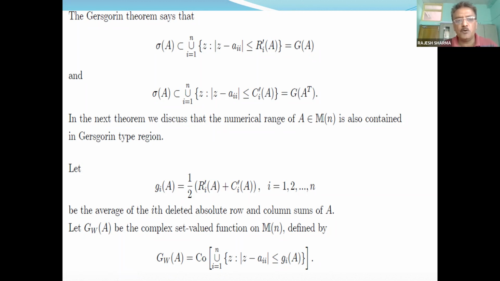Also, in the case of the Gershgorin disk theorem, the region may or may not be convex. But here it is the convex hull of this set, therefore this is always a convex set. That is, if the disks are disjoint, the Gershgorin region is not convex, but here it is always convex.